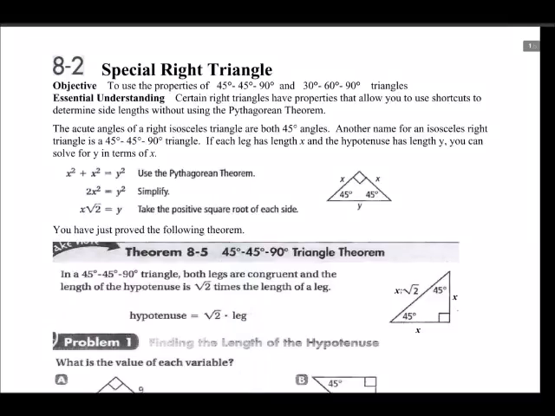8.2 Special Right Triangles. As if right triangles weren't special enough, we are going to learn about some extra special right triangles. The objective in this lesson is to use the properties of 45-45-90 and 30-60-90 triangles. And what we're going to do with these is simply we have some shortcuts. We're going to learn some shortcuts that allow us to determine the side lengths without having to use the Pythagorean theorem.